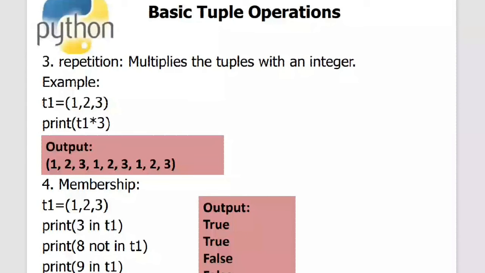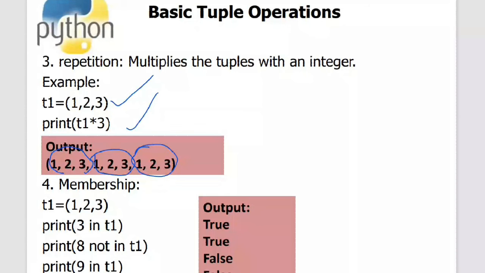So what I did over here, I said T1 is equal to 1, 2, 3, and I said T1 into 3. So 3 times the tuple will be printed. So you can see that. This is the first time, this is the second time, and this is the third time the tuple is printed. So this is repetition, multiplies the tuples with an integer.